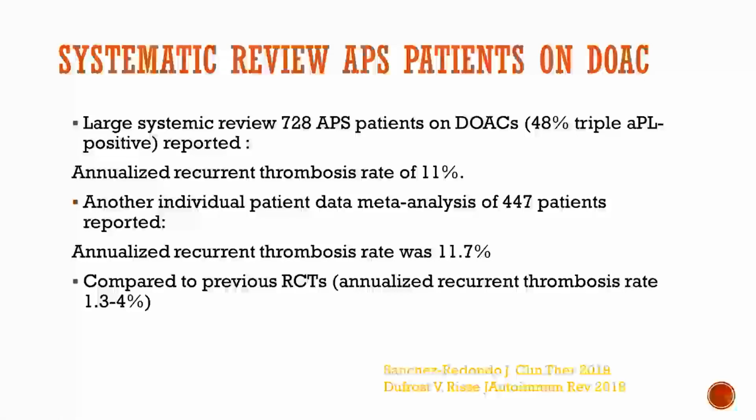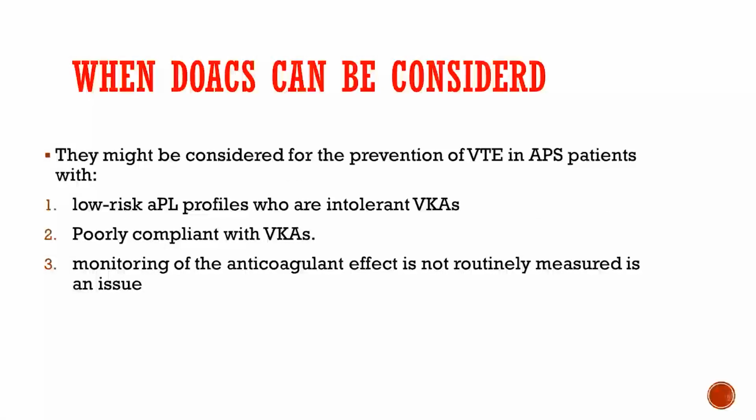We have two systematic reviews. The first one, which was published in 2019, was a large systematic review of 728 patients with antiphospholipid syndrome on DOACs. Almost 50% of them had triple antiphospholipid positivity. The annualized recurrent thrombosis rate was 11%. Another individual patient data meta-analysis of 447 patients reported, again, annualized recurrent thrombosis of 11.7. So all these studies have shown that DOACs are not as good for prevention. On the contrary, the recurrence rate was still quite significantly high, and it was recommended not to use DOACs for these patients.